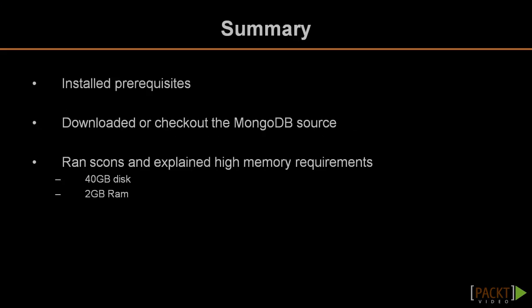In this video, the prerequisites of SCons, libssl-dev, and build-essential were installed. The latest MongoDB source was obtained, and SCons was used to build MongoDB from source with SSL support. The next video will show how to verify and package the binaries for distribution to production servers.